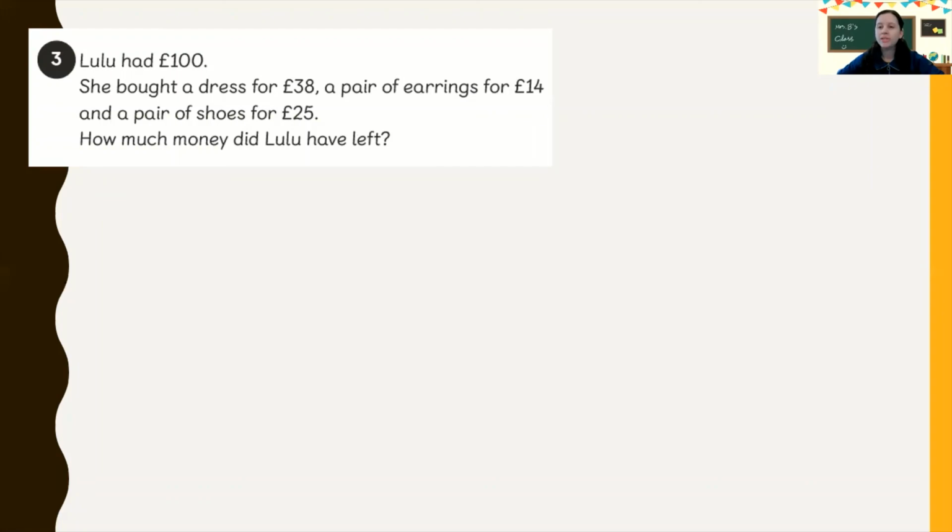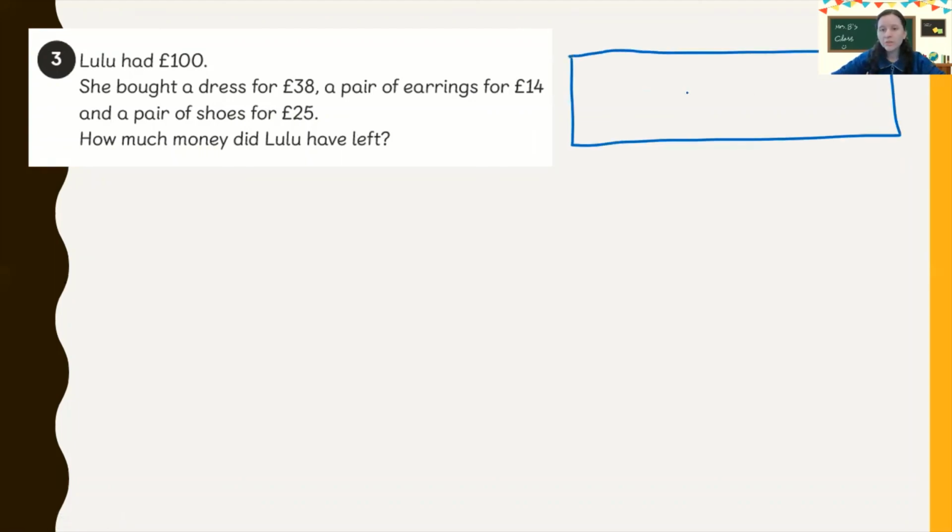Okay, so if I represented this in a bar model, a squiggly wiggly bar model, of course, as is my way. At school I use a ruler, I promise. I just can't use one on the graphics tablet. Okay, so our whole, she had £100. She spent 38, 25, and 14. How much did she have left?